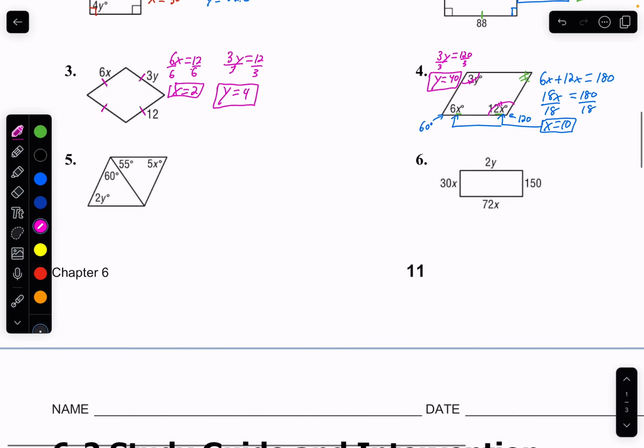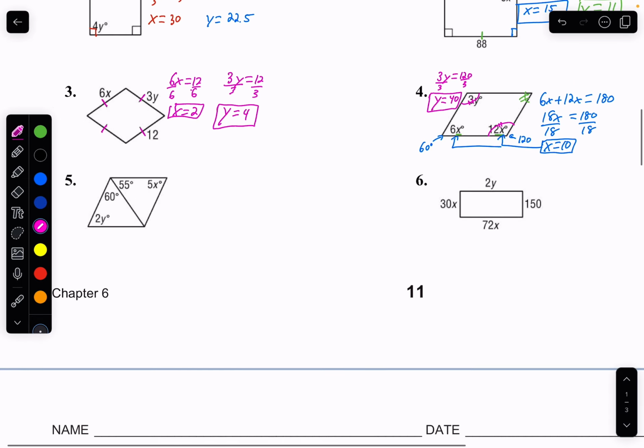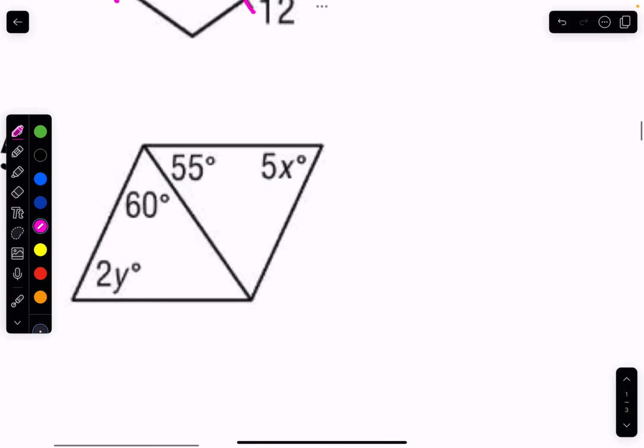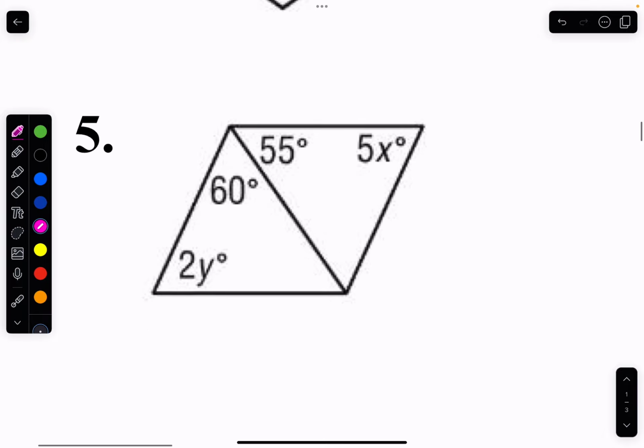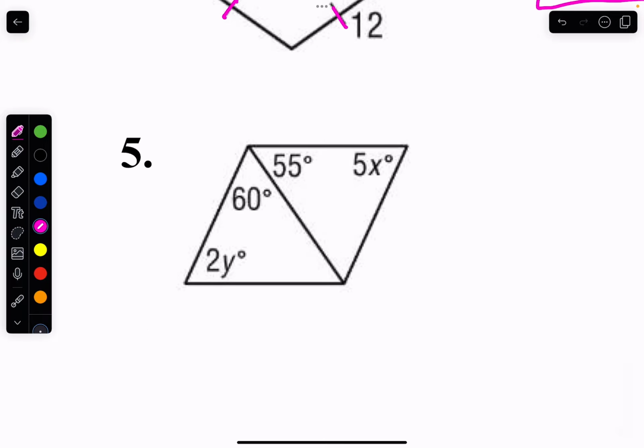Let's go to problem number 5. So in problem number 5, we're going to apply a couple of things that we have learned so far. Let's take a look at these two put together.